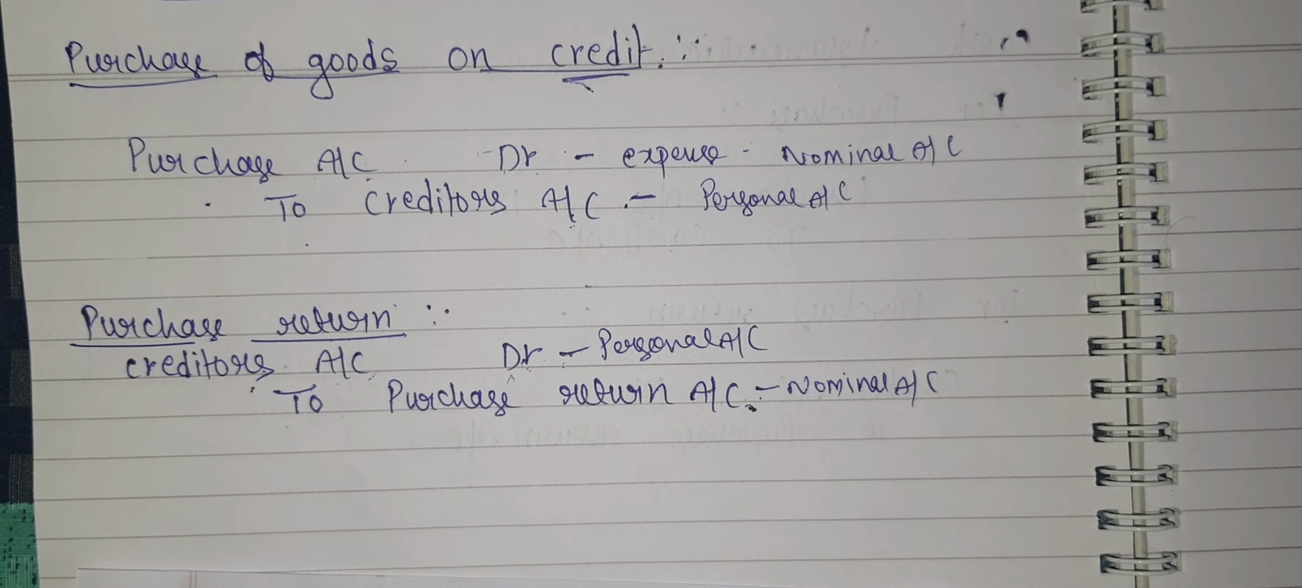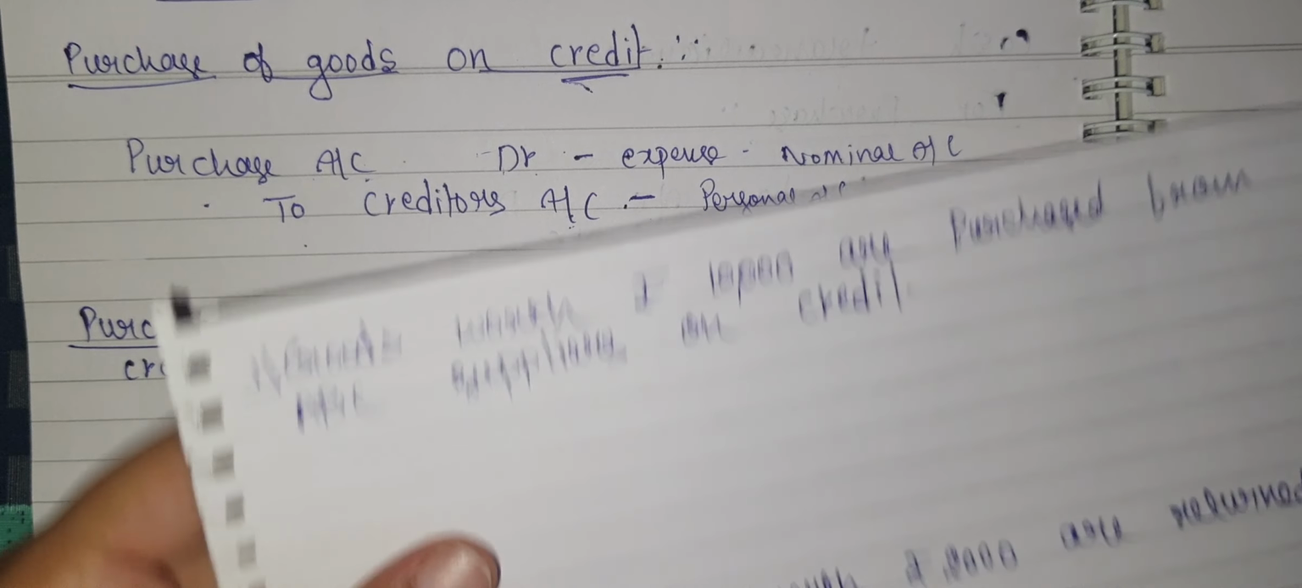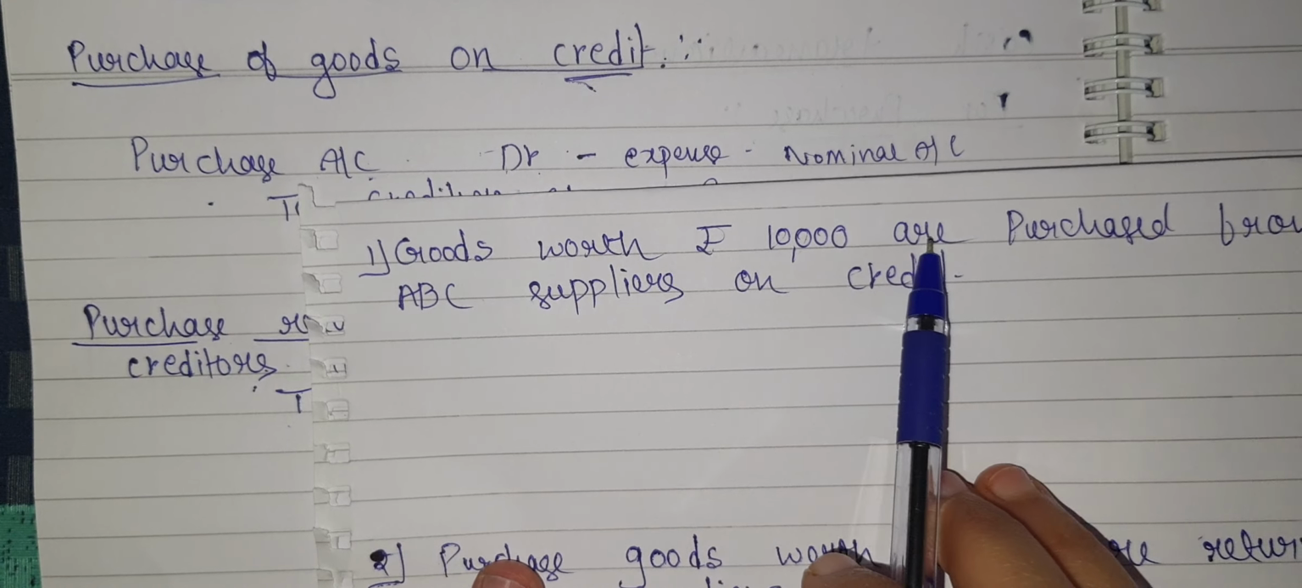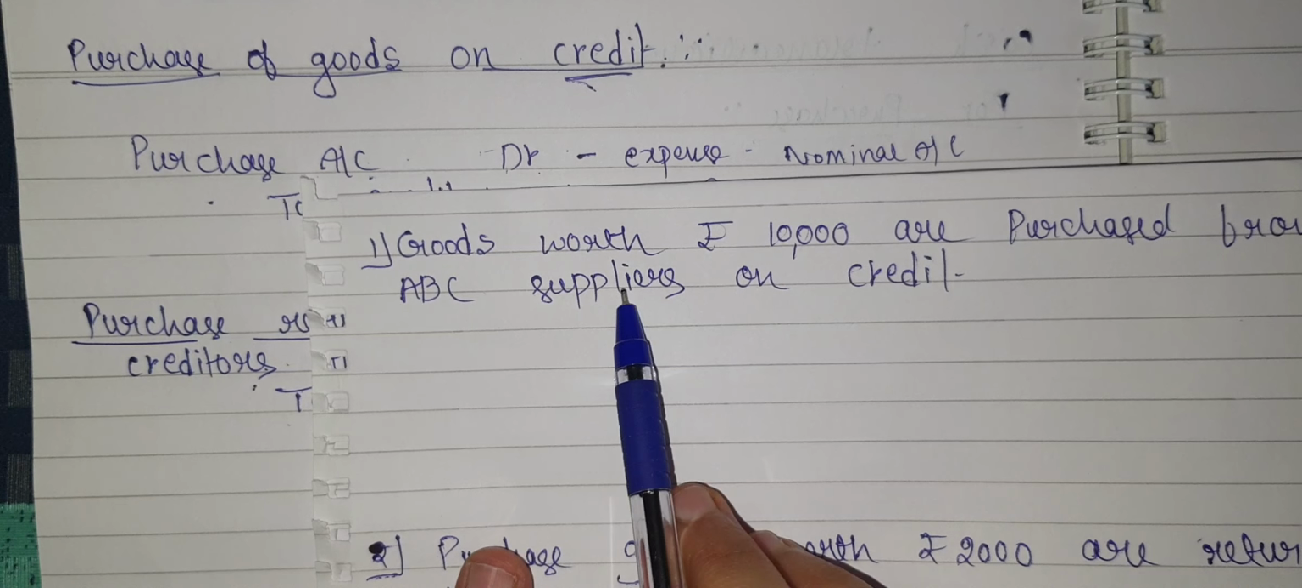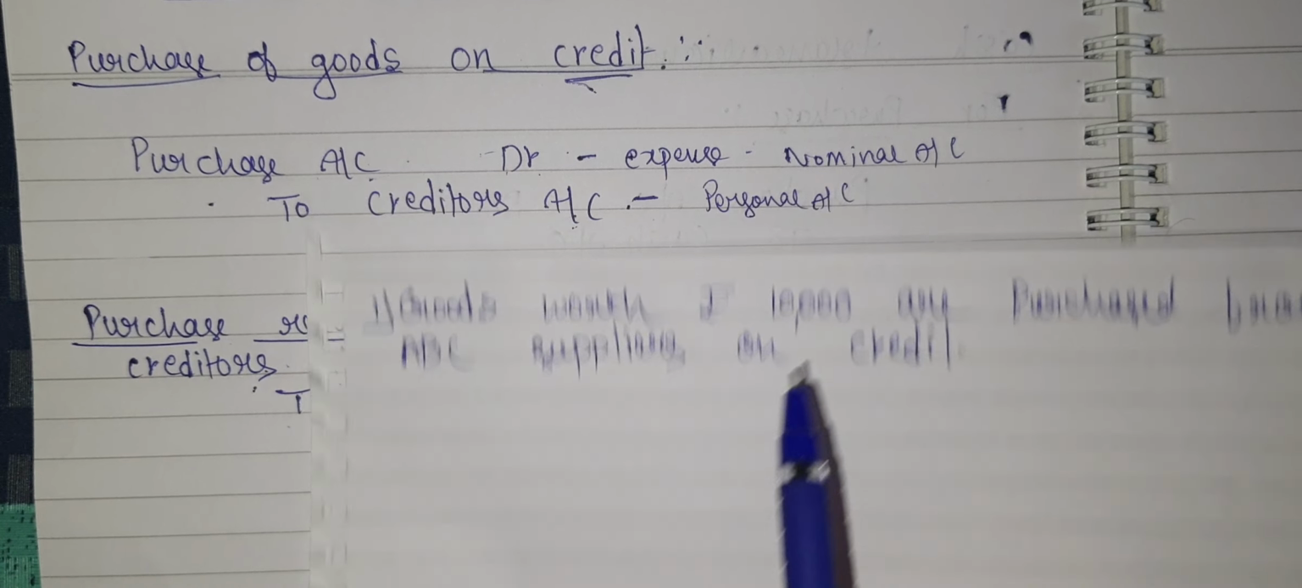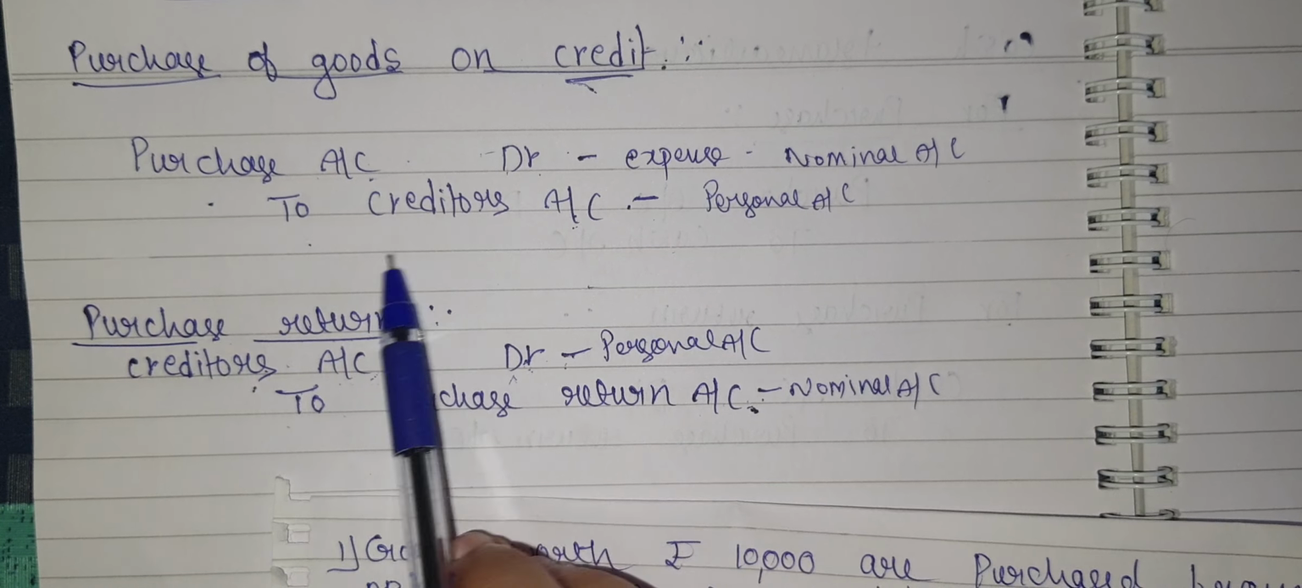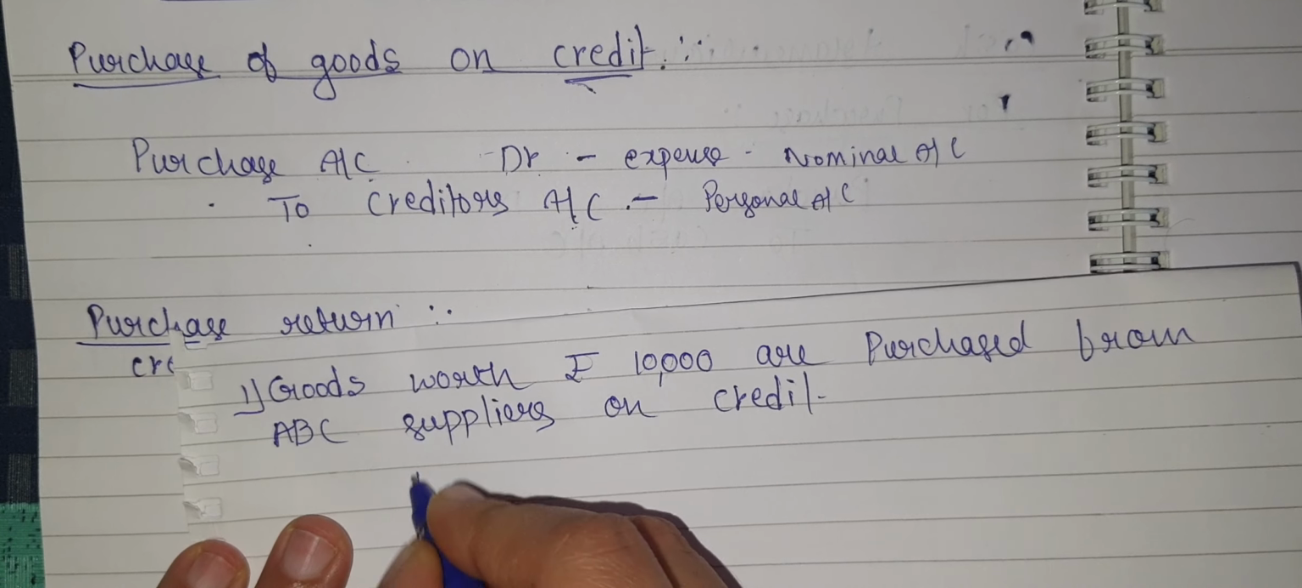Okay, now I will explain these journal entries through one example. Here, goods worth rupees 10,000 are purchased from ABC suppliers on credit. The entry is purchase account debtor to creditor's account.